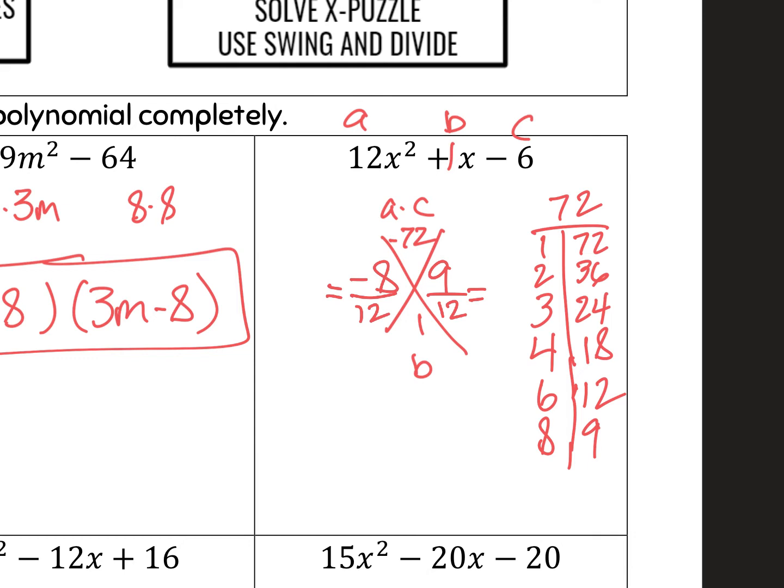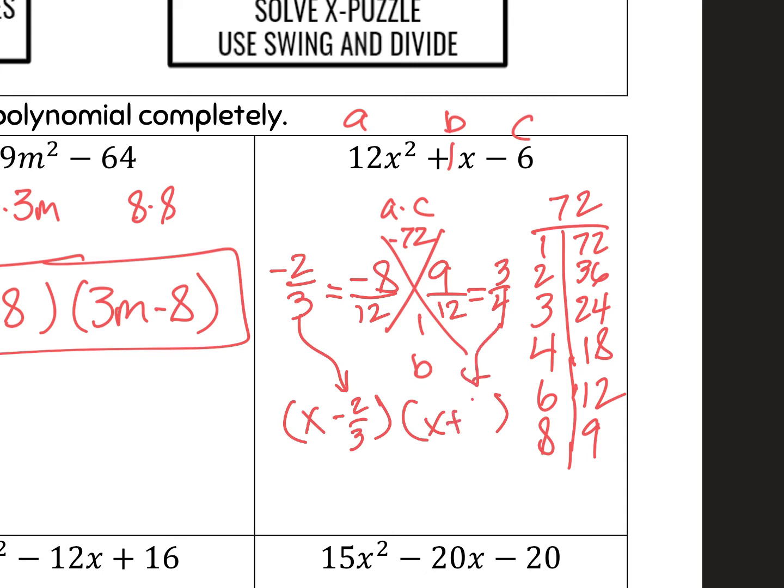So negative 8 over 12, reduced, is negative 2 over 3. And 9 over 12 simplifies to 3 over 4. So now, remember, we bring this down here. So I put my x's. I bring down negative 2/3 right there. So x minus 2/3 on this side, and x plus 3/4 on this side.